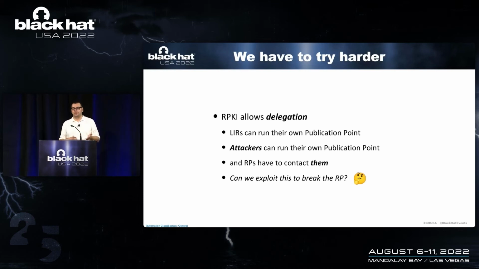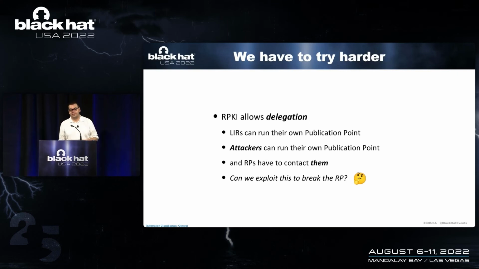Some networks don't want to use that. They want to control their own infrastructure, which makes sense. But what this means is that, because any internet network can own their own publication point, attackers can also run their own publication point. They just have to purchase an IP prefix. And then the relaying parties have to contact the attacker's publication point to fetch the information about the attacker's network.